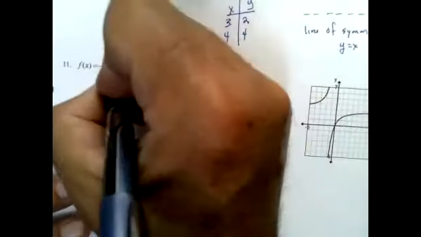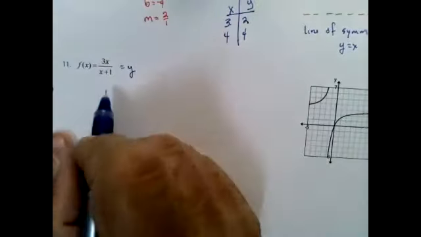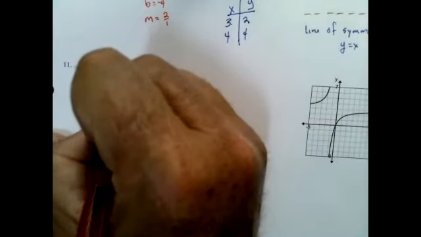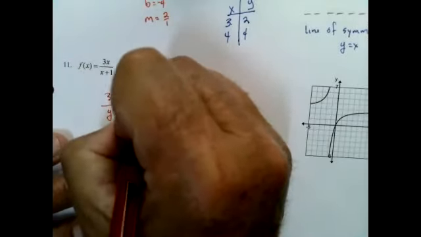We're going to say this equal to y. And then I'm going to switch the x's and y's. 3y, y plus 1 equals x.